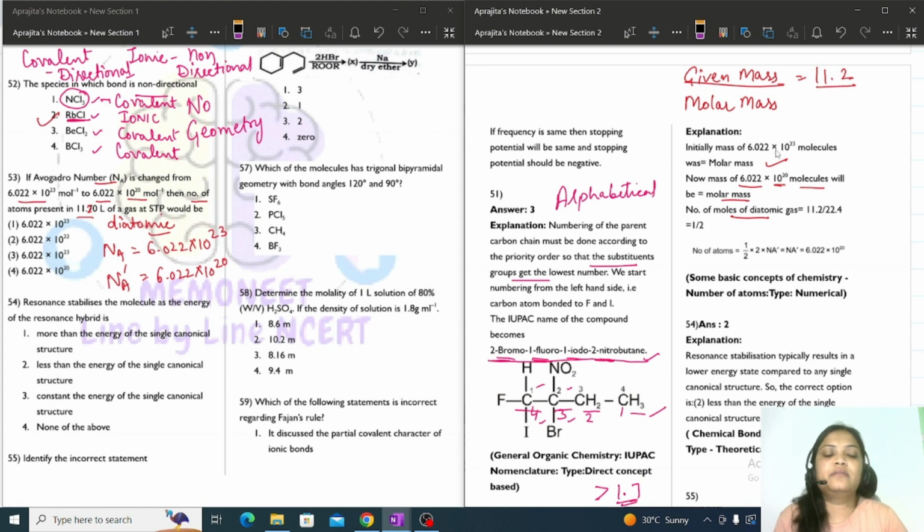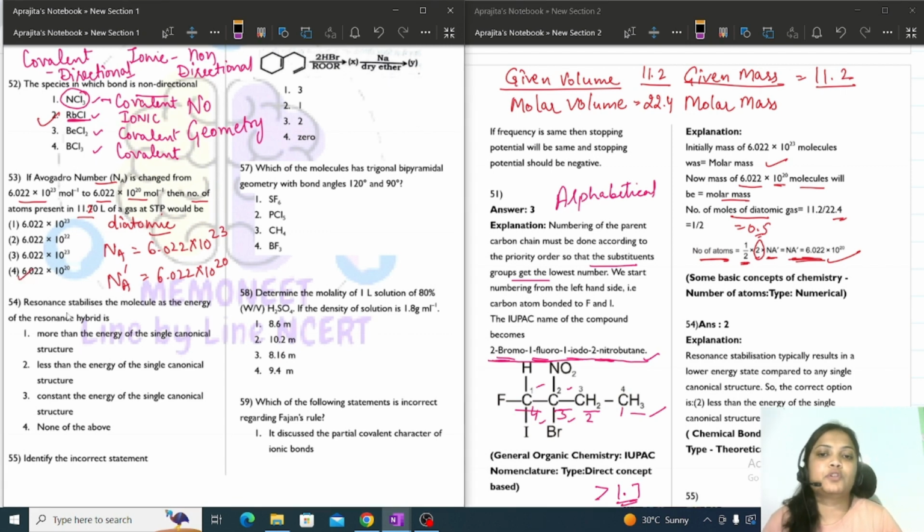Okay, so it's a gas here. So we will say that it would be given volume upon the molar volume. And we know that 1 mole of any gas at STP occupies 22.4 liters of volume. So molar volume will be 22.4 and given volume is 11.2. So the number of moles comes out to be 0.5. So the number of atoms, since it's a diatomic gas, would be the number of moles multiplied by Avogadro's number multiplied by 2. So it is coming out to be Na dash only, which is 6.022 × 10^20. So the answer is option 4.